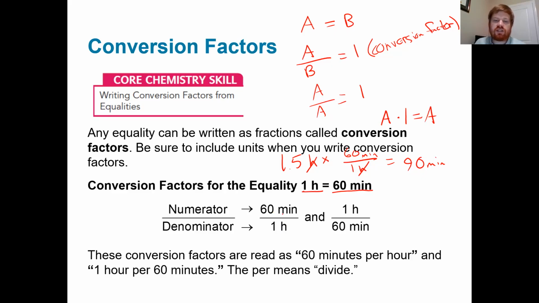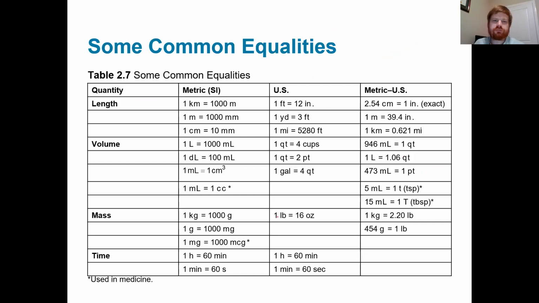We can use minutes per hour to convert from hours to minutes, like what we did here. We can use hours per minute to convert from a number of minutes to a number of hours. And again, you can say it this way: it's 60 minutes per 1 hour. Per just means divided by.